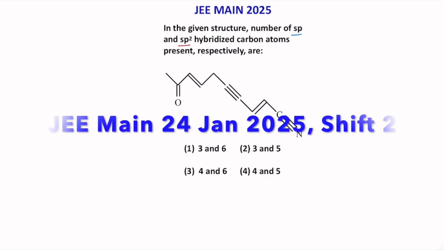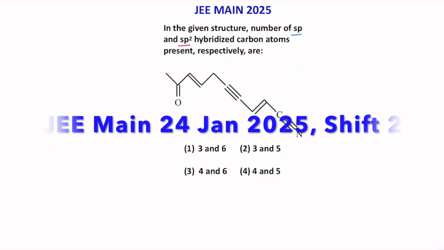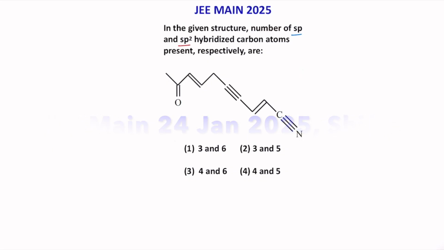Let's find out the number of sp and sp2 hybridized carbon atoms in the given structure. We have a triple bond here, therefore this has to be sp. This is also sp.